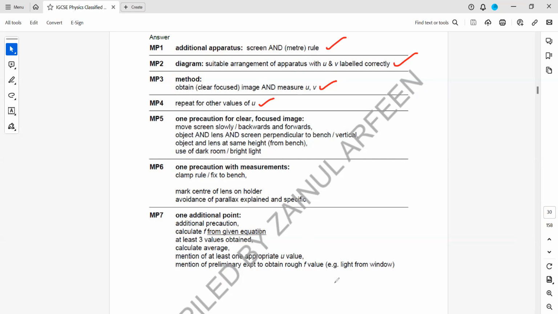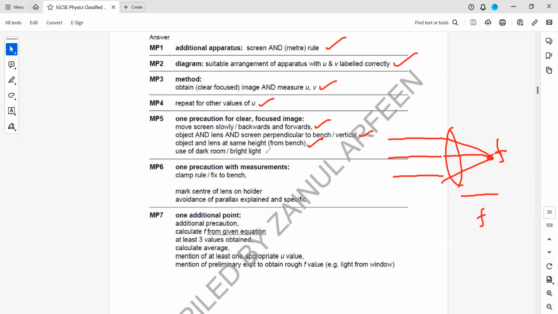F is the focal length. Focal length means the point where all the parallel light rays converge. That is called F, the focus, and the distance between the focus and the center of the lens is called the focal length. So move the screen slowly backward or forward, or the object, lens and screen should be in line with each other. Object and lens at the same height, or use a dark room that we mentioned in the beginning. We'll score this mark.